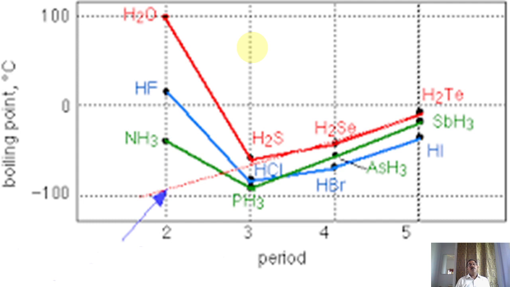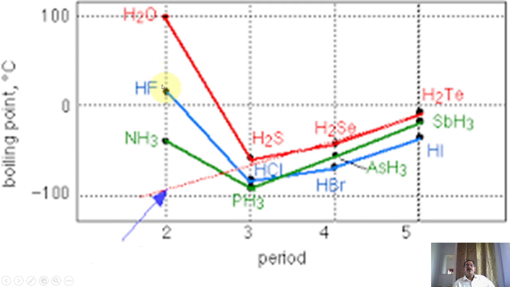I will present another one. Another one is this. Follow the yellow circled cursor. The x-axis shows the periods, the hydrides of p block elements, and the y-axis shows the boiling point. Let us see. This is the oxygen group: oxygen, sulfur, selenium, tellurium. And these are the hydrides of the oxygen group: H2O, H2S, H2Se, H2Te.